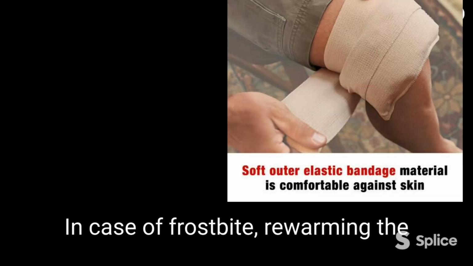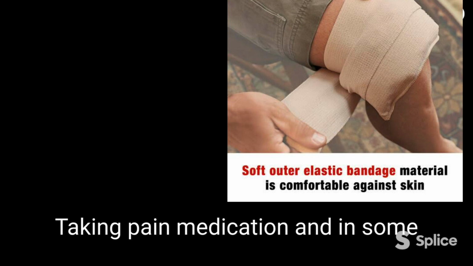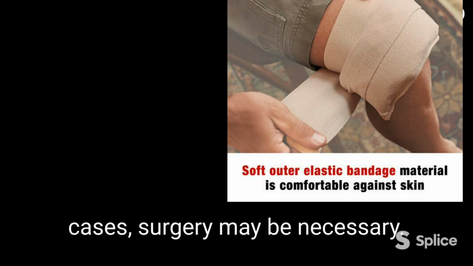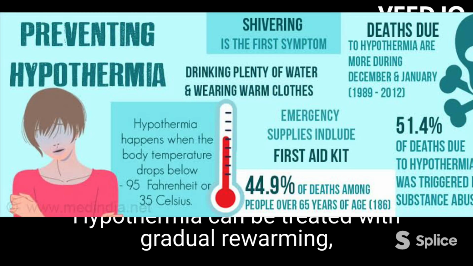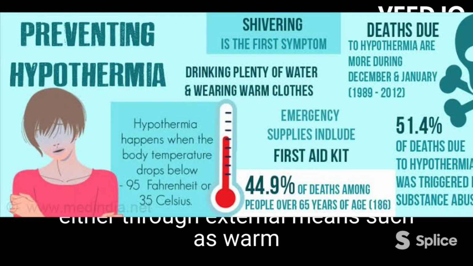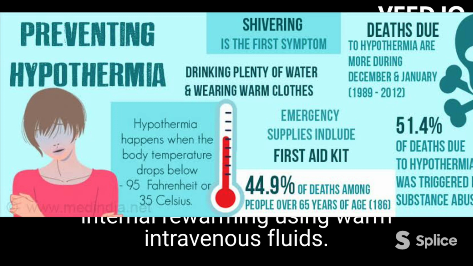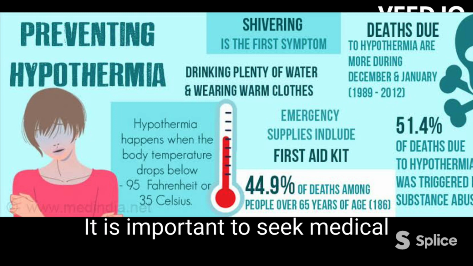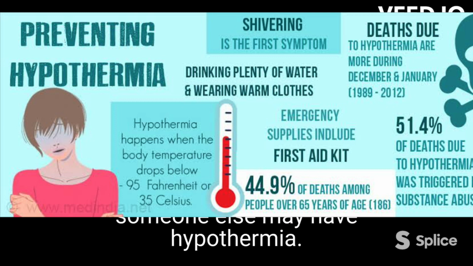In case of frostbite, rewarming the affected area slowly and carefully, taking pain medication, and in some cases, surgery may be necessary. Hypothermia can be treated with gradual rewarming, either through external means such as warm blankets or immersion in warm water, or internal rewarming using warm intravenous fluids. It is important to seek medical attention as soon as possible if you suspect you or someone else may have hypothermia.